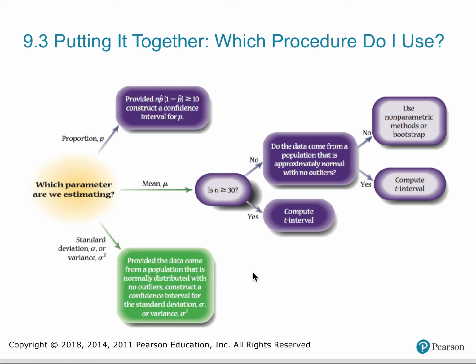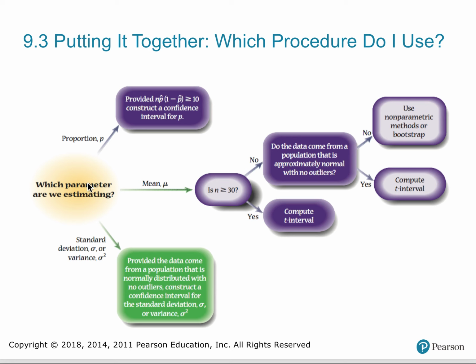Okay, 9.3 is putting it all together. Which procedure do I use? So here's a little flow chart to help us with this thought process. Which parameter are we estimating? They've got proportion, mean, standard deviation. Here's what we're interested in this chapter, right?